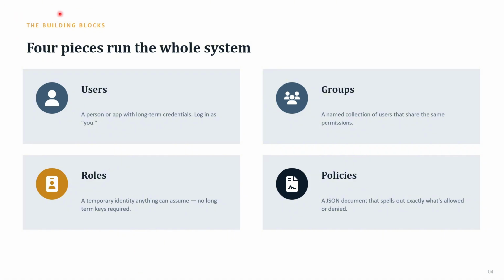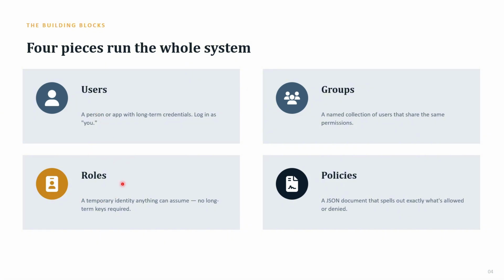There are four building blocks in Identity and Access Management, and these run the whole system. First, we have users, an individual login like you or a teammate. We have groups, a labeled bucket of users who all need the same access. For example, developers will have certain access, while security professionals will have access to other things.